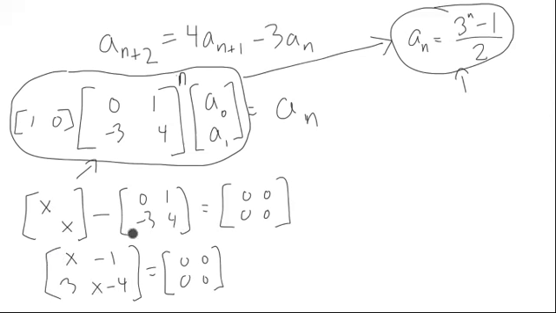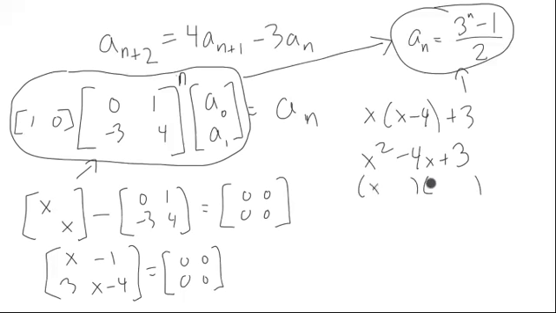Taking the determinant of that matrix, we get x minus 4, then minus a -3, so plus 3. That's x squared minus 4x plus 3. Now if we factor this, we end up getting x minus 1 and x minus 3, and that works.